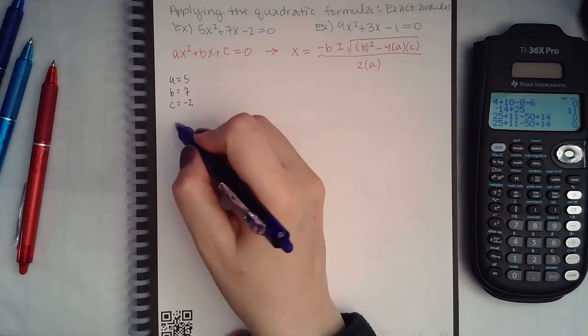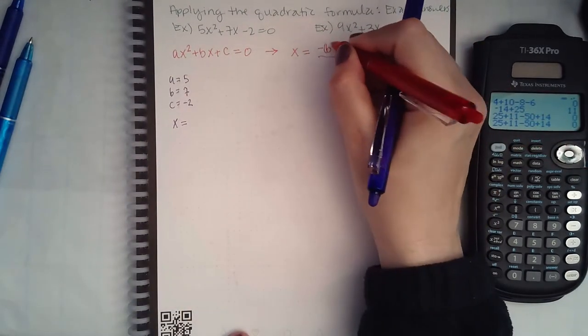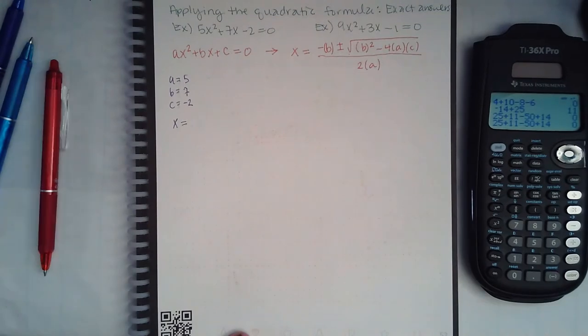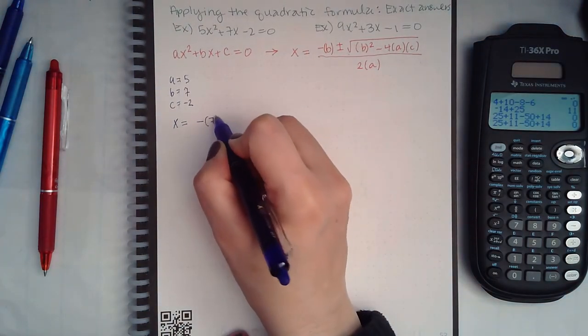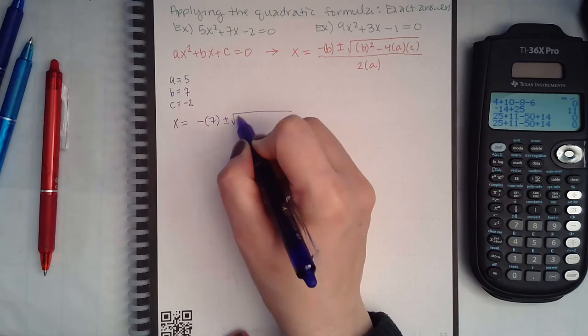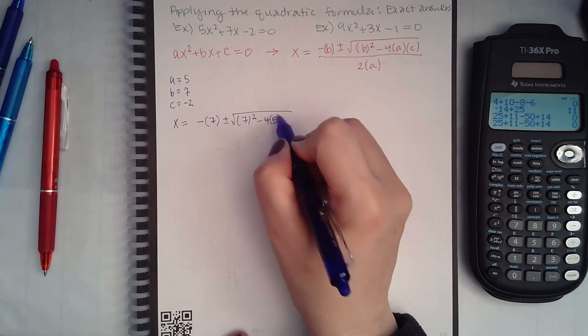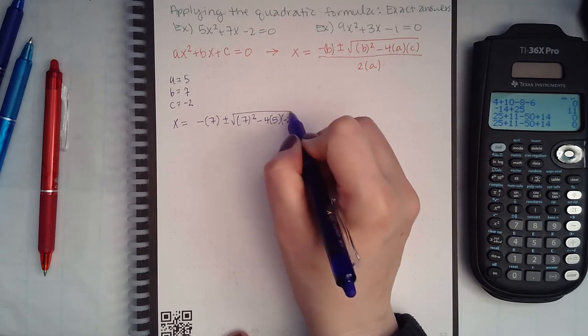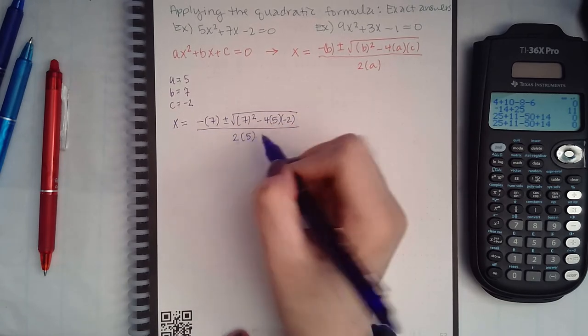And then I'm going to go ahead and plug everything in. Now, actually, I should have had parentheses around every single letter, because when you plug in the values, it's always best to use parentheses when you plug something in. So I get negative my b value plus or minus the square root of my b value squared minus 4 times my a value times my c value, all over 2 times my a value.